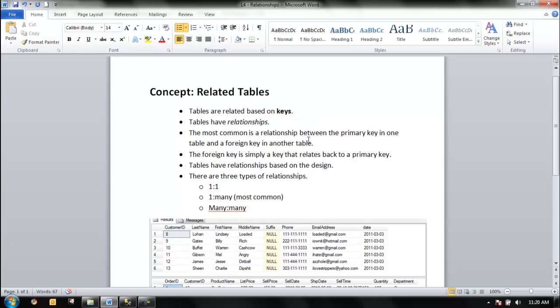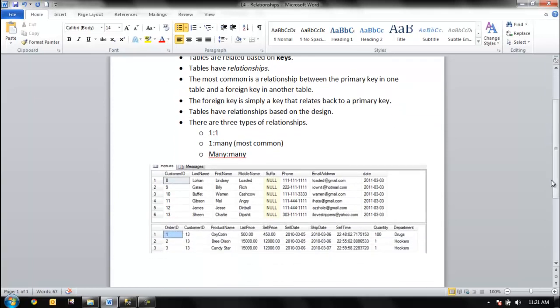The most common relationship is between the primary key in one table and a foreign key in another. A foreign key is simply a key that relates back to the primary key. Again, if you're not getting that, or that didn't make sense, it will. Give it some time to sink in. Watch the video again until you get it. Take your time.